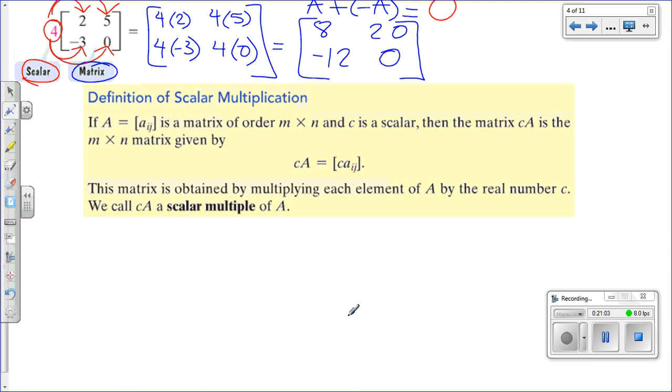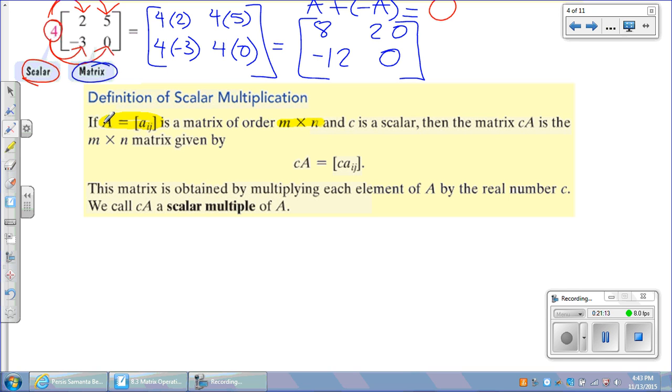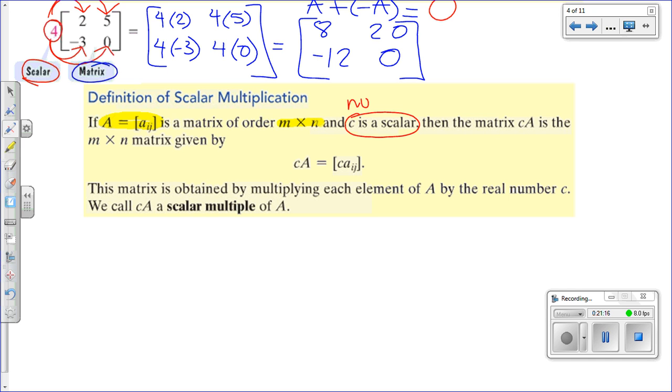And we have that if A is a matrix defined like that, of the order, the dimensions are m times n, and we have that C is a scalar. Remember, that is just a number, a constant. It could be positive, negative, it could be a fraction, it could be a decimal. Then the matrix CA, the product of that scalar times the matrix, it will have the same order as the original matrix, the same dimensions. And what we will say is that every single entry of that matrix will be multiplied by the constant.